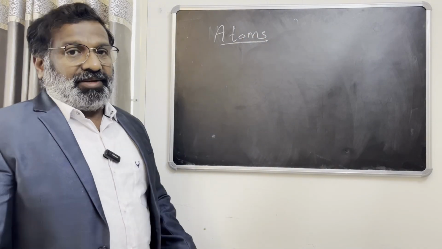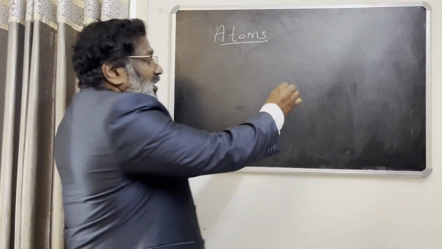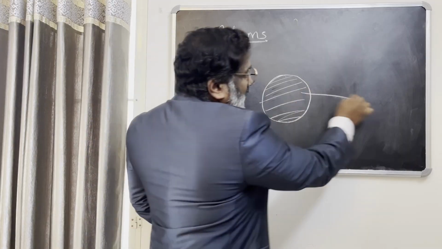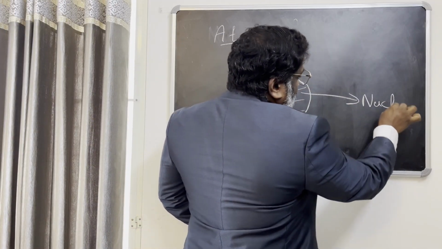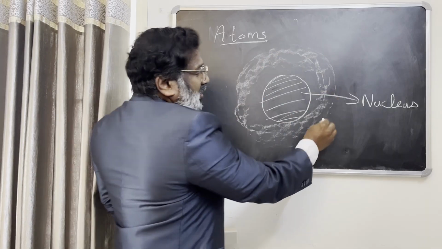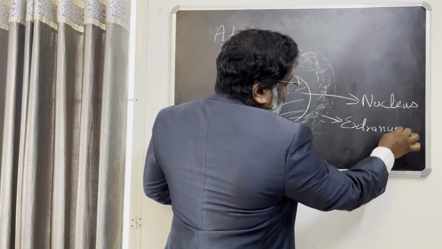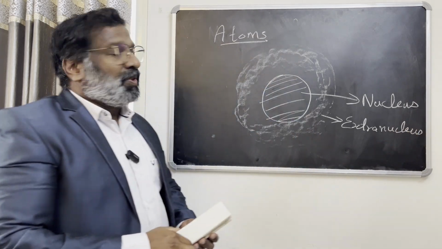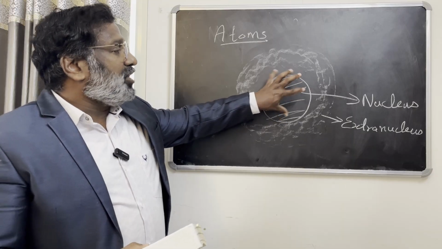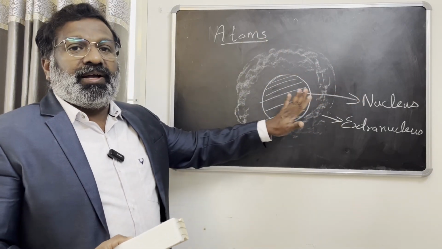Now come to the case of atom. In an atom, there are two regions. The central core region is called nucleus, and the space outside the nucleus is called extranucleus. So the atom has two regions. The inner core region is called nucleus, and the space outside the nucleus is called extranucleus.